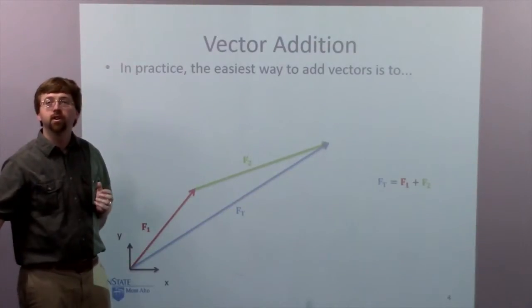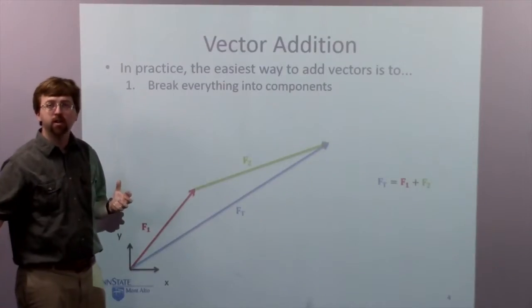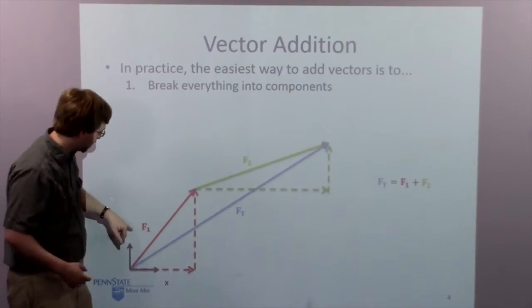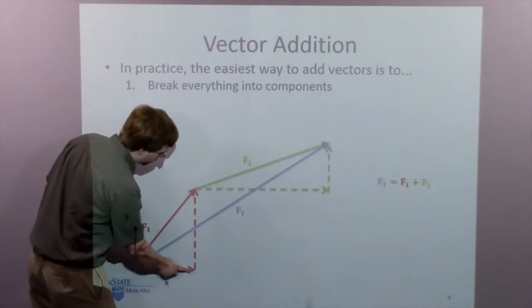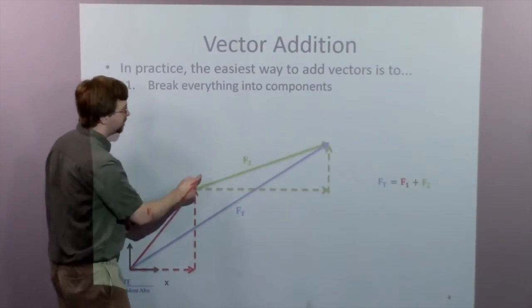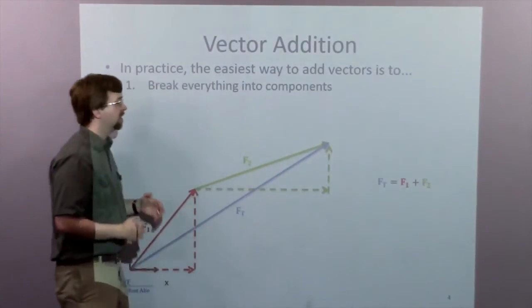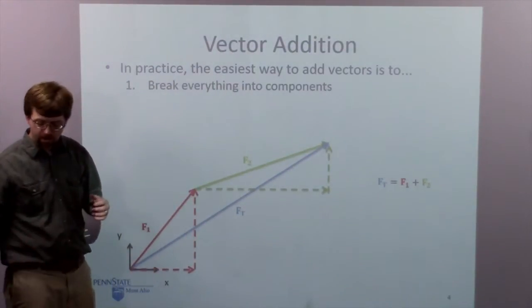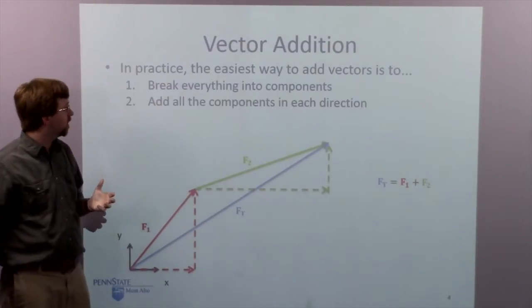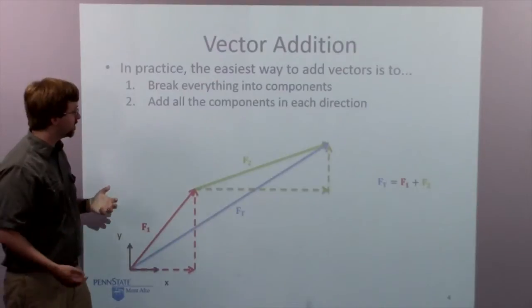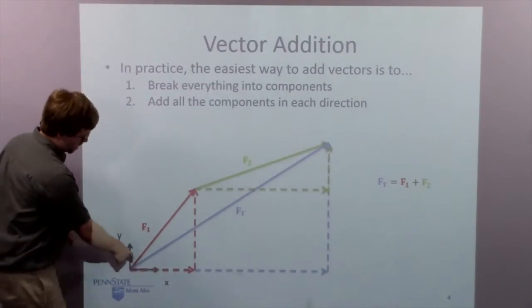But there's an easy way to actually add these things together. The easiest way is going to be to break everything down into components. So I've got my force 1 and force 2, and I break force 1 into x and y components, force 2 into x and y components, and I can use these components to easily add the two vectors together. So add the components in each direction.